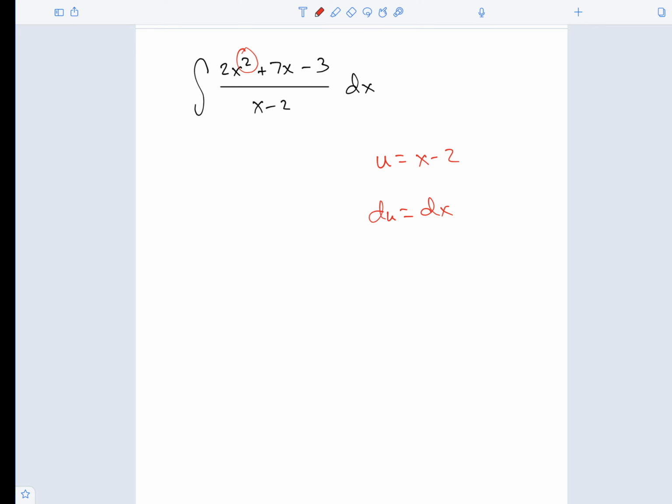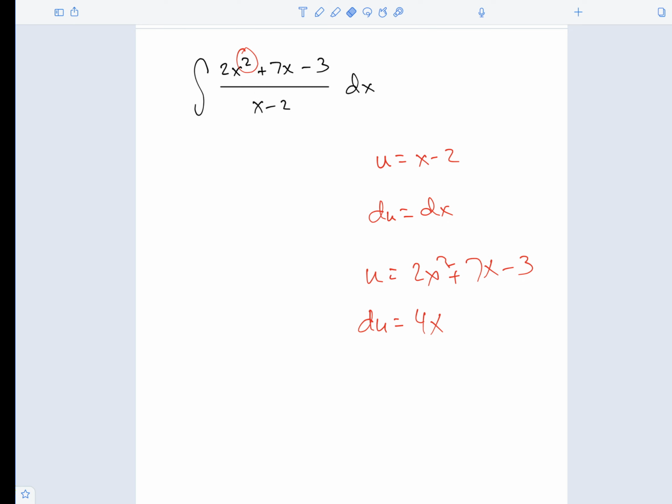So maybe we want to say u is 2x squared plus 7x minus 3. So then du becomes 4x plus 7 dx. So can we use that? Well, nah, that's not working out for us either. How do we end up getting an x minus 2 in the denominator? We don't. So what do we do?